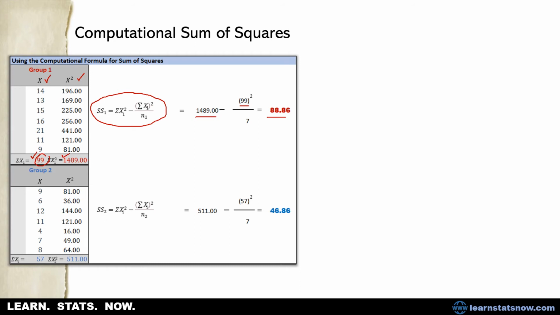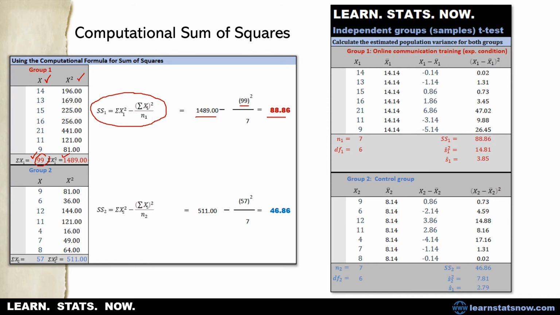Okay. Now, what's kind of cool about this is if I pull up that original table we were looking at in the last slide, you'll notice that the values that we get are exactly the same as what we would see doing it in the tabular format. And then from there, of course, you just calculate the estimated population variance and the estimated population standard deviation for both groups. Okay.